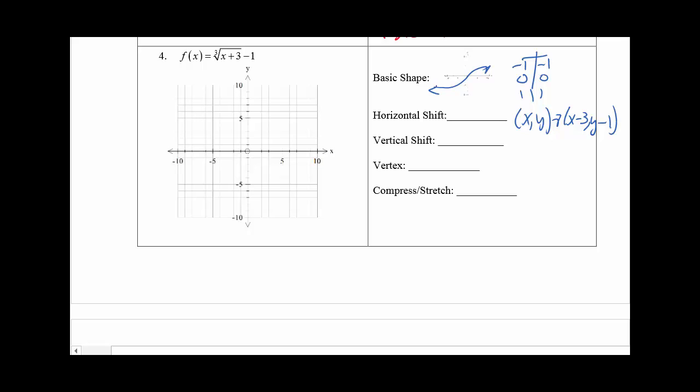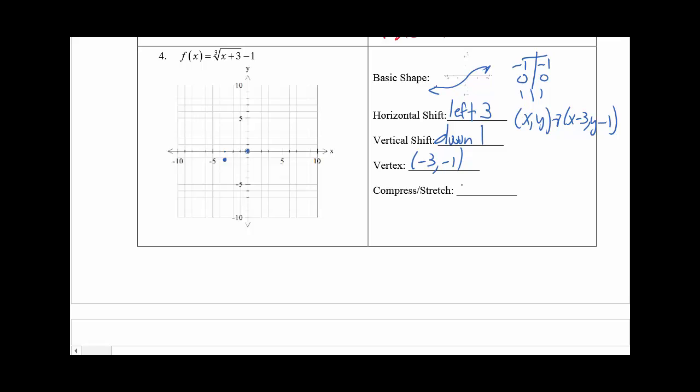Okay, so horizontally, it's going to move to the left 3, and vertically it's going to move down 1. So where'd the vertex go? Where'd that critical point go? Well, we started at 0, we moved over 3, so 1, 2, 3, and we moved down 1. So it's at (-3, -1) now, instead of at (0, 0).